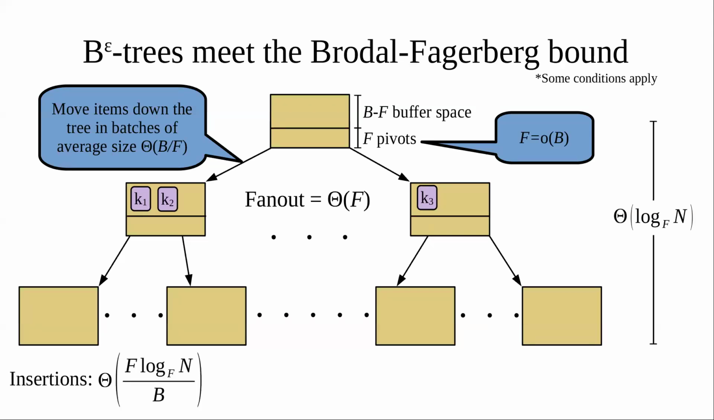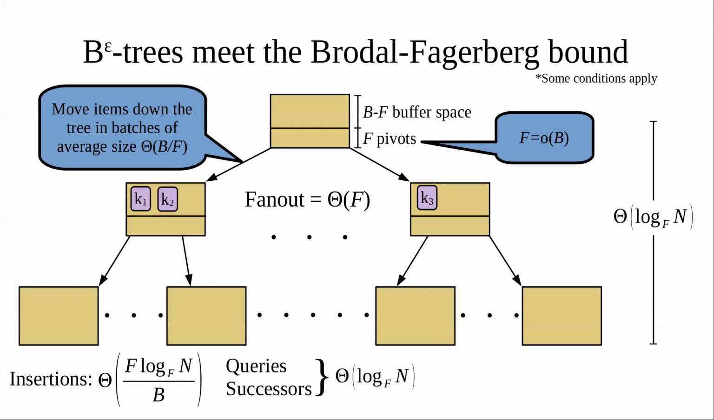Because the total work to do insertions is, at the worst, you just have to move something all the way from the root all the way to a leaf. So you've got to do log of F, to move it down the tree one step. But every time you move it down the tree one step, it gets to share that IO with everybody else in its batch. So you get to divide by the batch size. And so that's why you get this as the insertion cost.